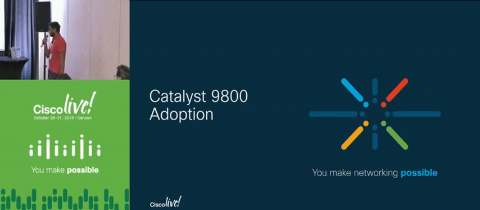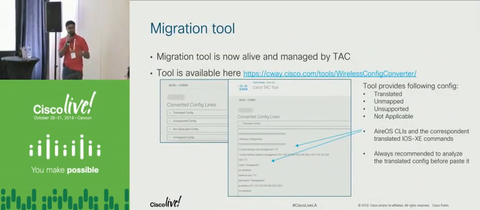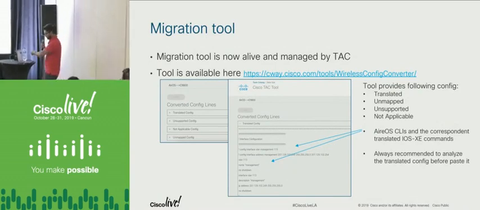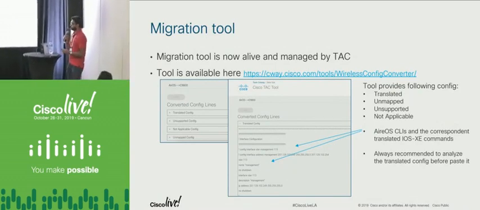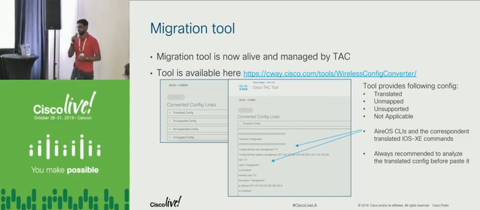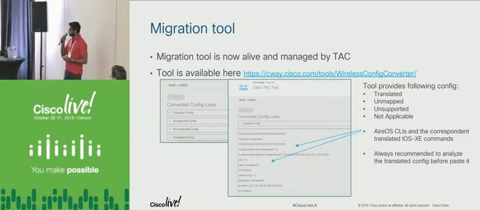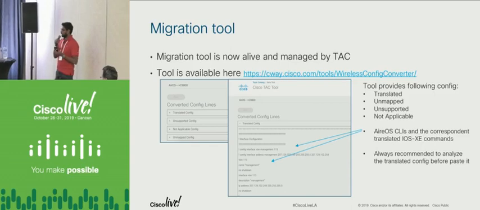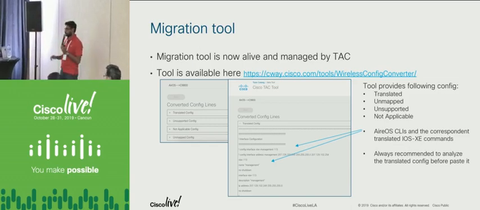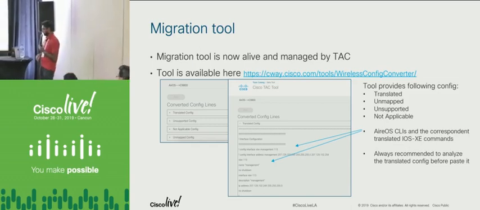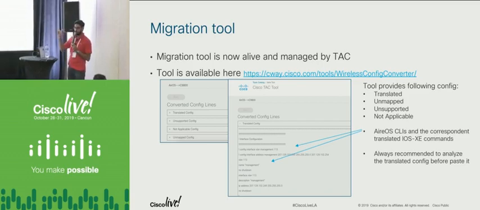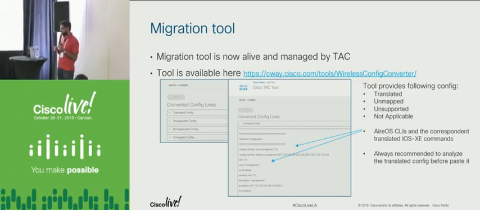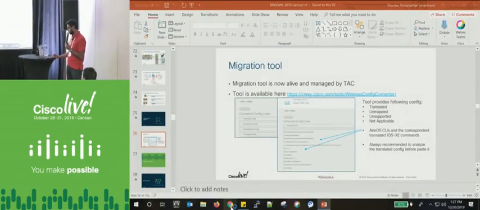All right, so 9800 adoption. How much time do I have? I have 4 minutes, which exactly means I don't have time for a quick demonstration. So migration-wise, I don't know how many have seen this tool. You have a cloud tool called Wireless Config Converter, and you also have something called a config translator inside your 9800 GUI itself. So let me actually show that. That's actually worth showing.